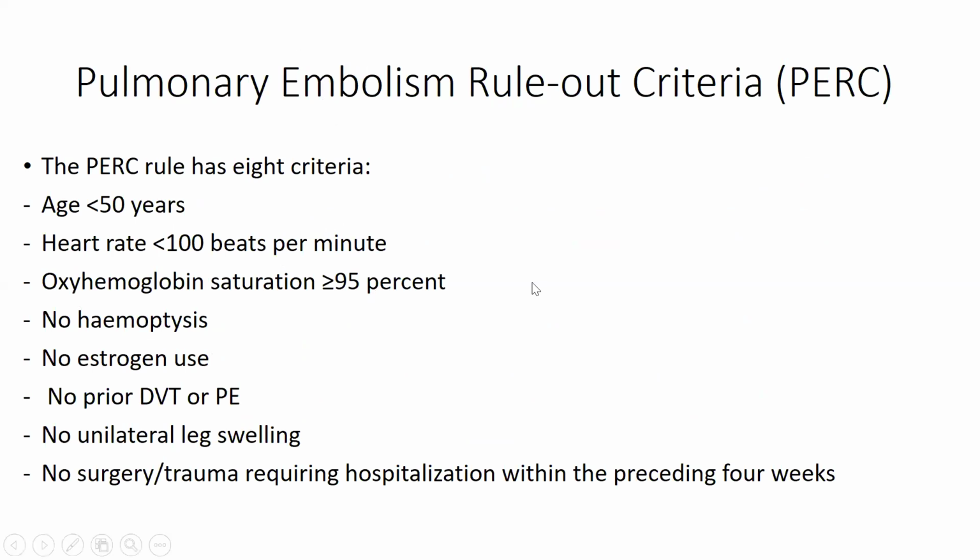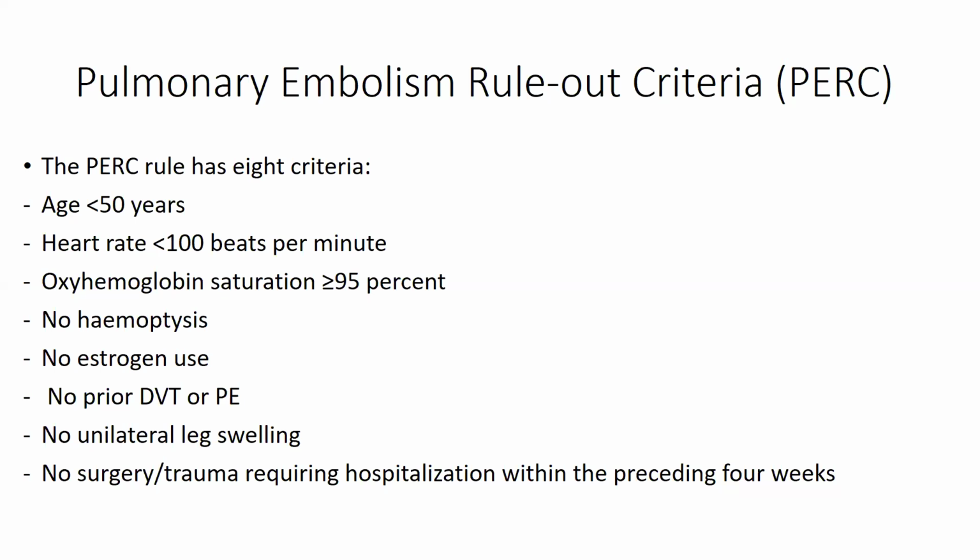All right, so it's important, especially in the emergency room and out of ICU, to do what we know as the pulmonary embolism rule-out criteria. The idea of this is that if all of this is present, there's no need of pursuing a diagnosis of pulmonary embolism.